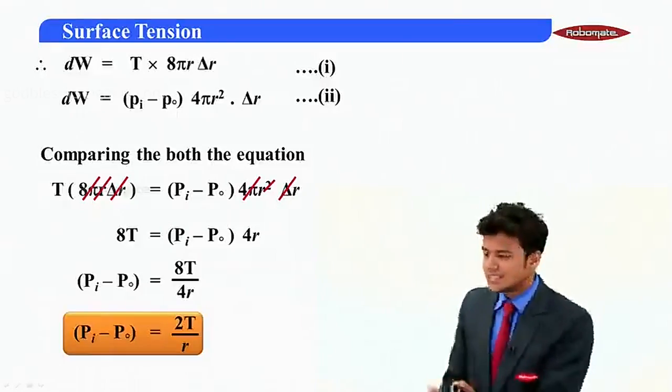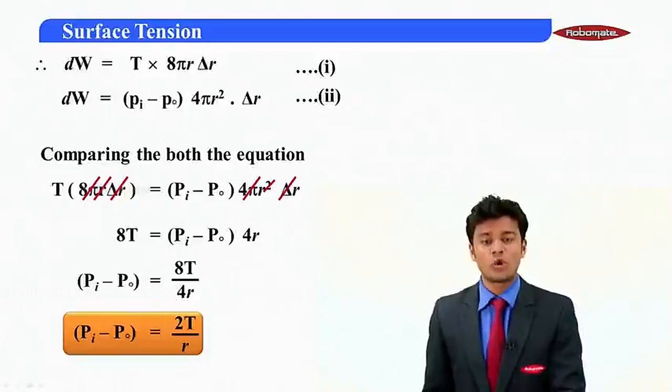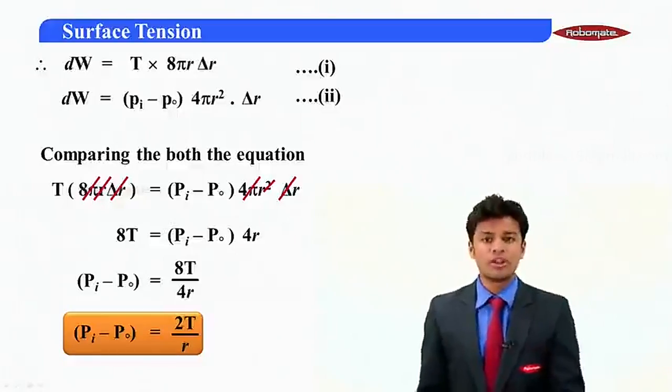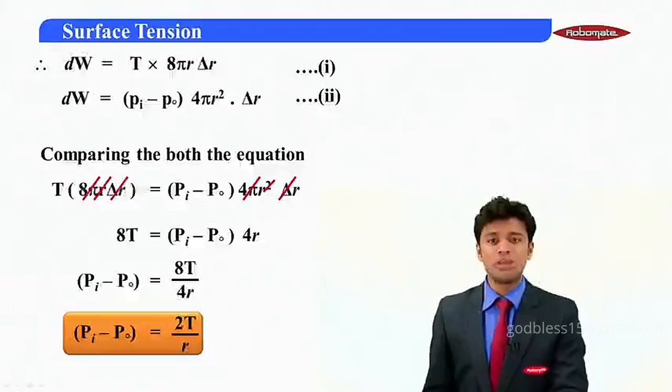So class, this is nothing but the expression for excess pressure inside a drop. Remember, there were a total of 2 steps. We need to compare the 2 work done. Now, moving forward, this was the excess pressure inside a drop, which is nothing but 2T by r.